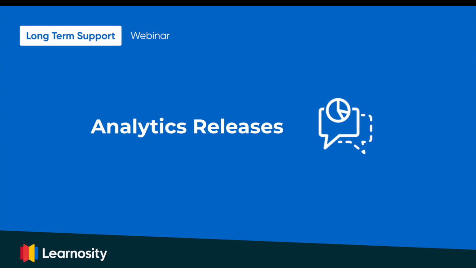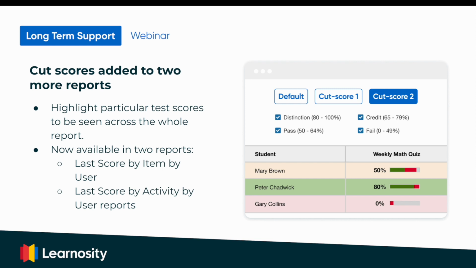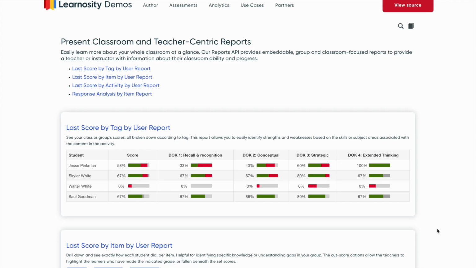Next up, we'll look at our releases in analytics. First is on cut scores added to 2 reports. Which learners in the group are at a basic, proficient, or advanced level, who passed and who failed their latest test. Cut scores has been added to 2 more reports so you can highlight particular test scores to be seen across the whole report. Let's take a look at this in action.